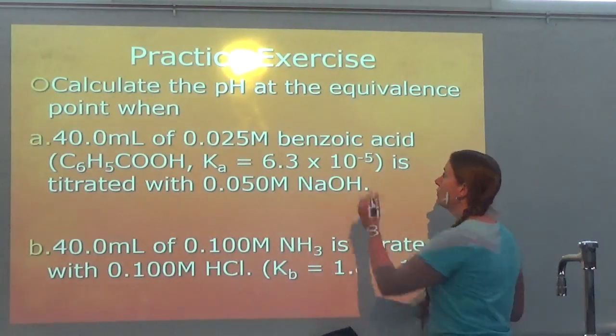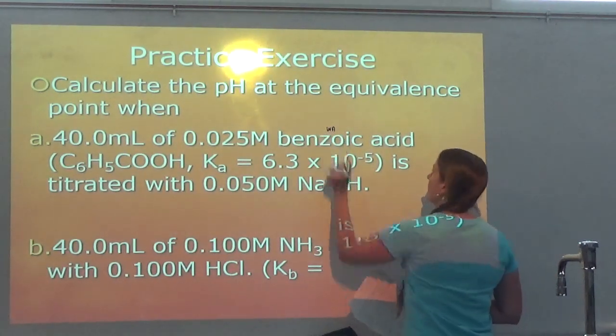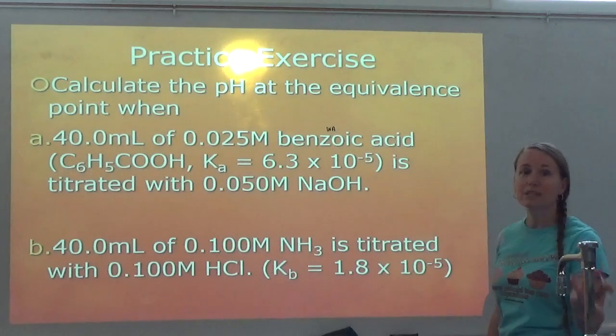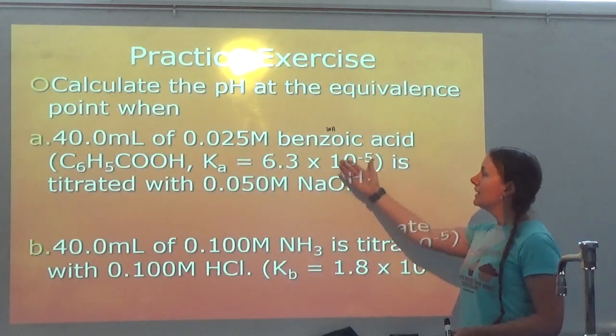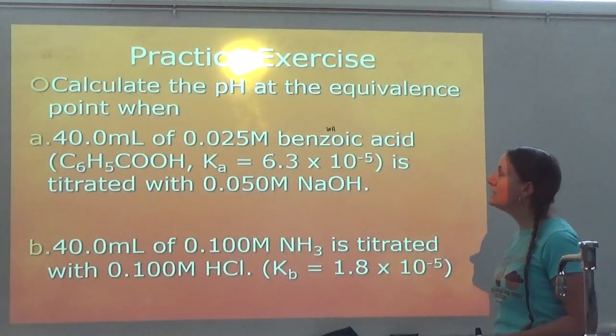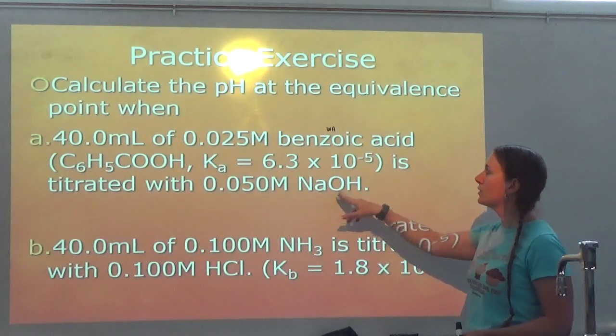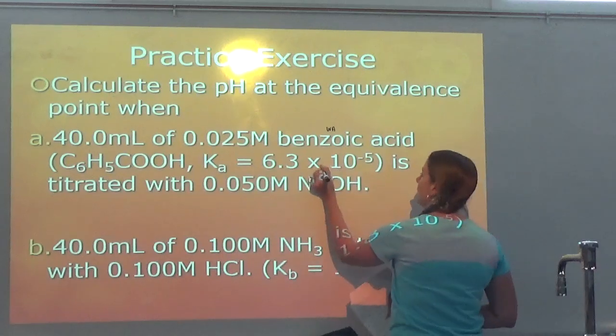Okay, that's not one of my strongs. That's a weak acid. Gosh, if only it was strong, if it said calculate pH at equivalence point, it would just be 7. We wouldn't have to do any math. It gave me the Ka right here. It is titrated with 0.05 molar NaOH, which is a strong base.